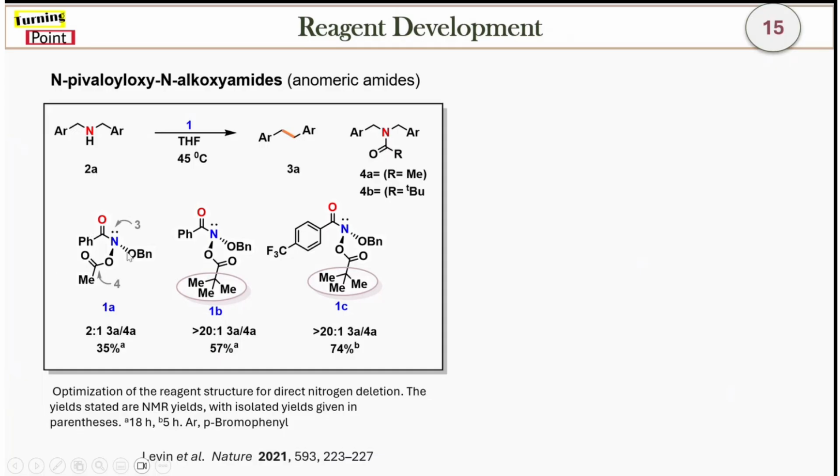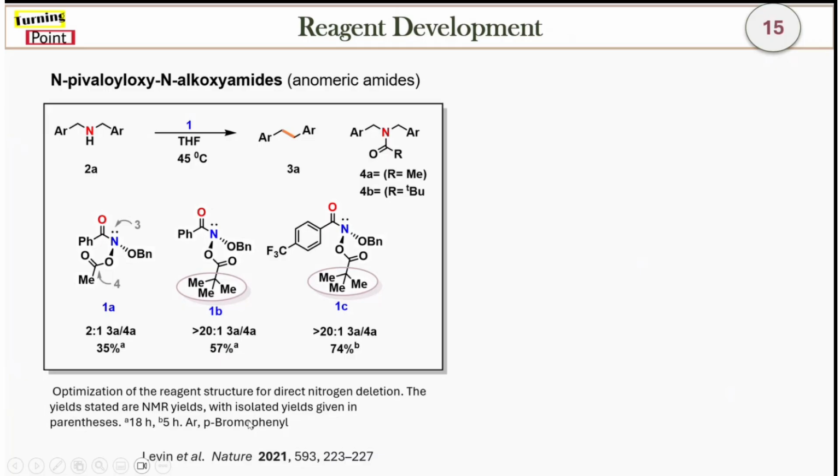So to prevent this nucleophilic attack at this position, they substituted this methyl group with a bulky tertiary butyl group. And in this case, we can see that the yield is increased up to 57%. Now, in another case, they substituted this phenyl ring with an electron withdrawing group to make this nitrogen much more electrophilic. Then they got a surprising result that in this case the yield is increased up to 74%, and it gives 100% conversion in only 5 hours instead of 18 hours.